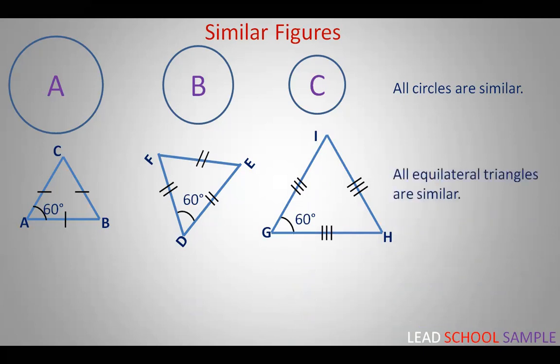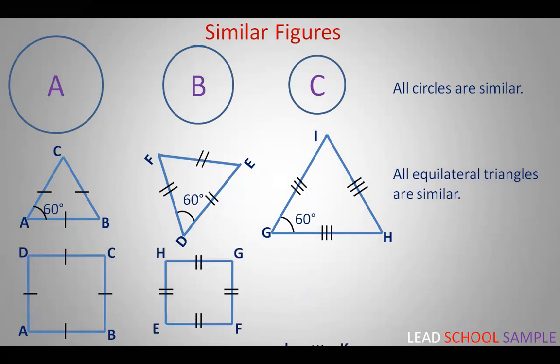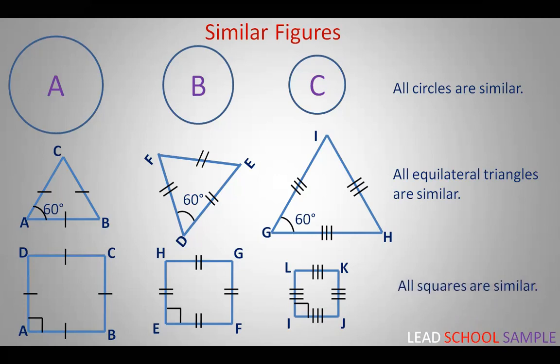So all equilateral triangles are similar. Now we'll take quadrilaterals ABCD, EFGH, IJKL, in which all sides are equal and all angles are equal. So they are regular quadrilaterals. Regular quadrilaterals means squares. Here, all three squares are similar, as one square is the enlargement of another square. So all squares are similar.